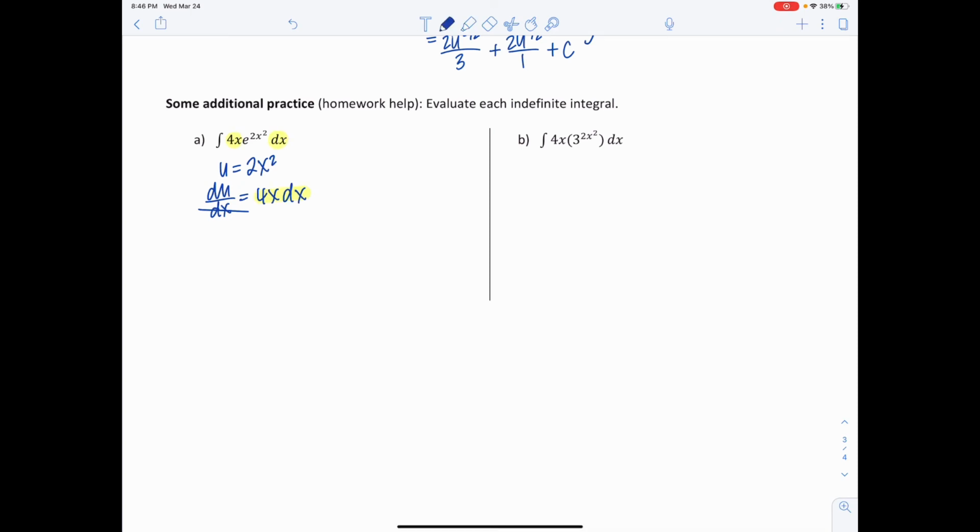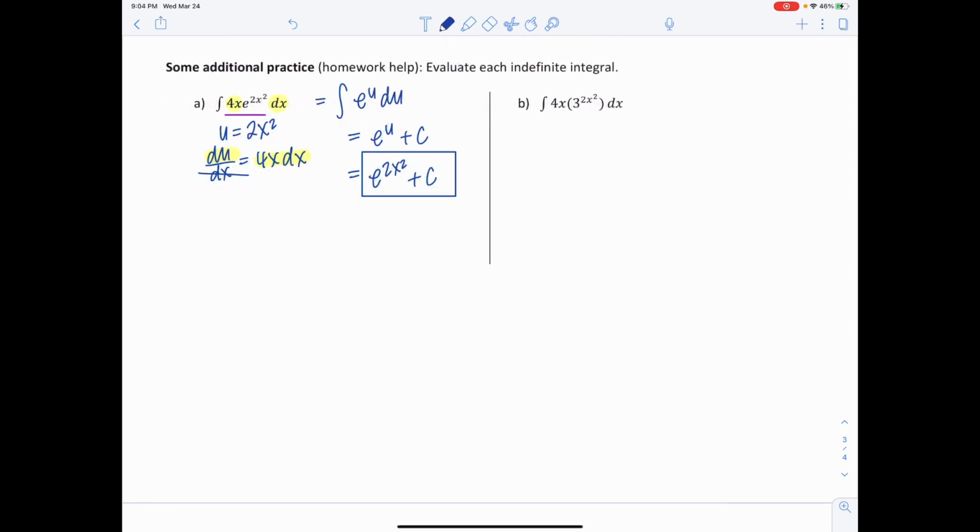So this integral really means the integral of e to the u times du, right? The 4x and the dx equals du. All right, so the integral of this is itself, e to the u plus c. Don't forget your plus c for indefinite integrals. And replacing the u with the term with x is e to the 2x squared plus c.